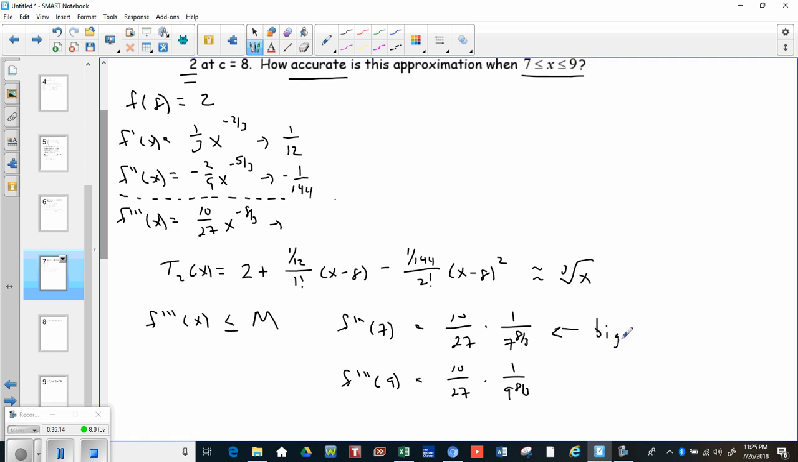So smaller denominator means bigger fraction. So this is the one we're going to use. That is my maximum m value.